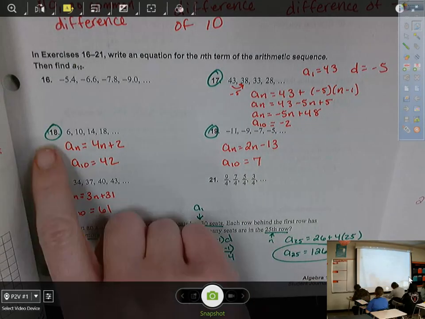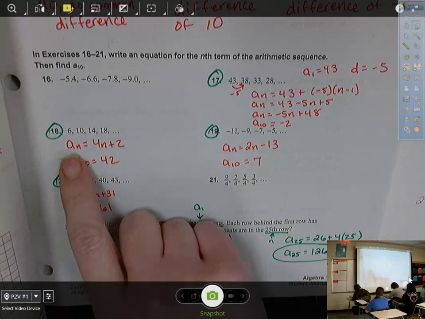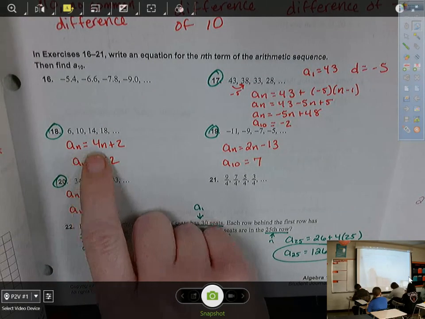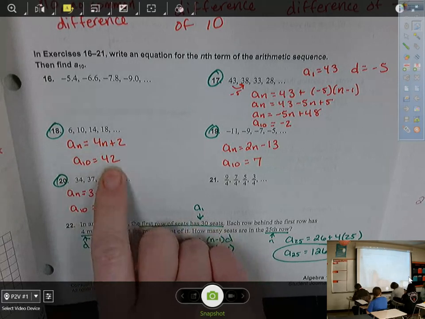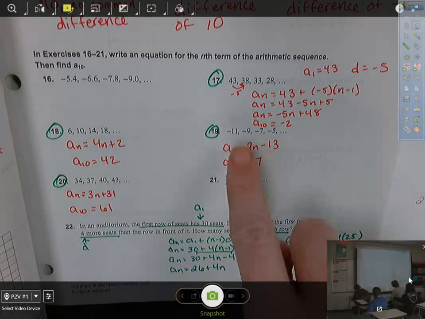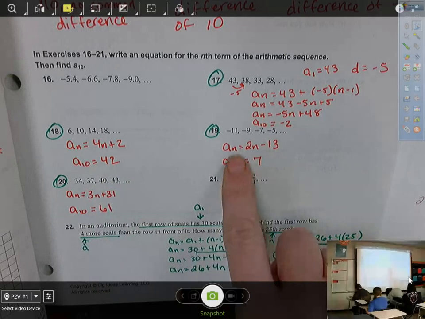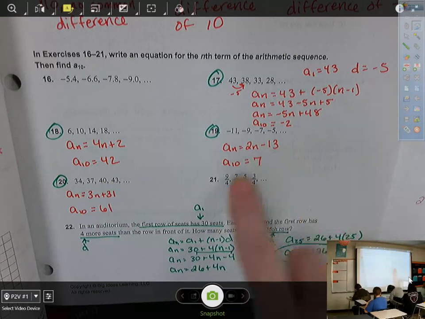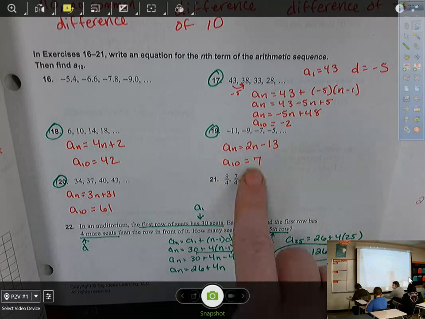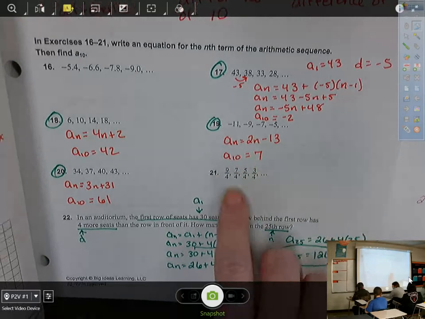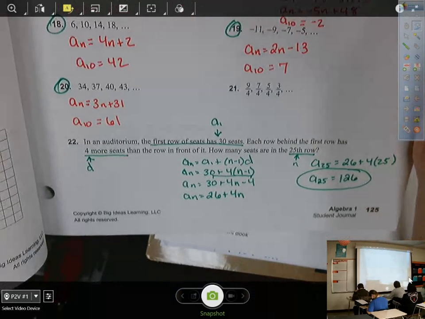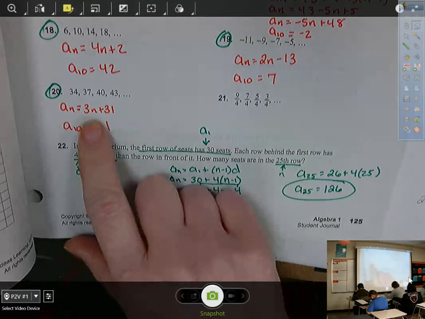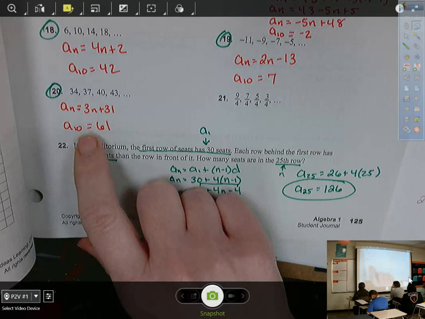Okay. 18, for your equation, you get A sub n equals 4n plus 2. And your 10th term is 42. 19, for your nth term, you get 2n minus 13. And for the 10th term, you get 7. And then number 20, for your equation, you get A of n equals 3n plus 31. And the 10th term is 61.